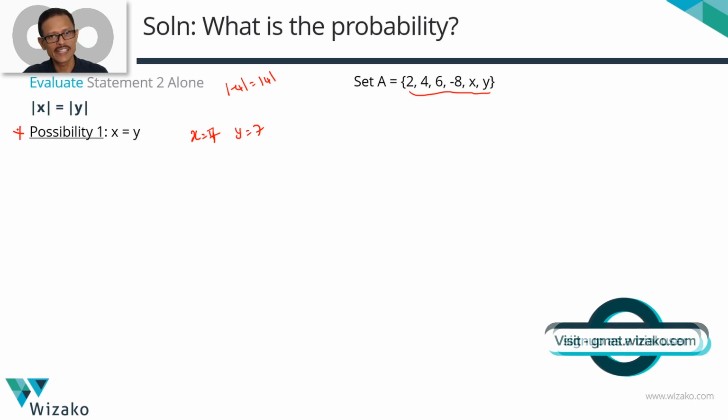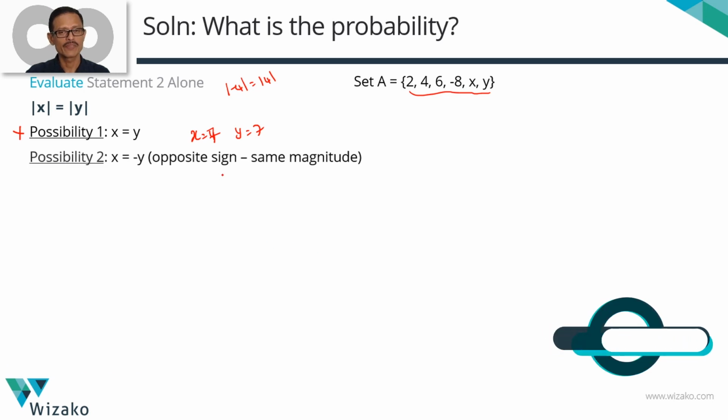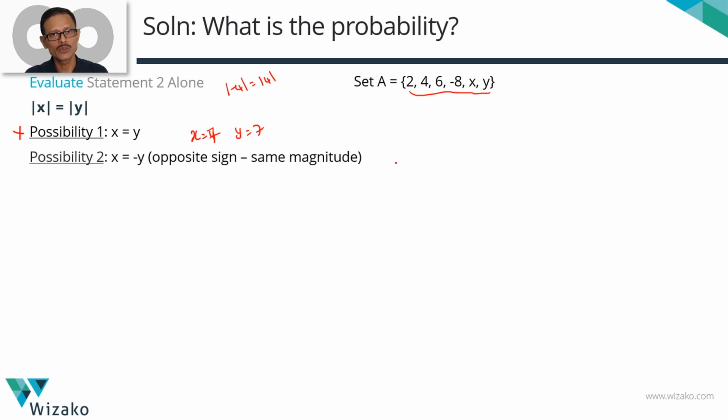The second possibility is x equals minus y, which means they have the same magnitude, but they are of different signs. For example, x could be a 7, y could be a minus 7, or x could be a minus 7 and y could be a 7. So they have the same magnitude, and they are of opposite signs, so they are distinct. We can rule out the possibility that x equals 0 equals y. If x equals y equals 0, then x and y will not be distinct integers.